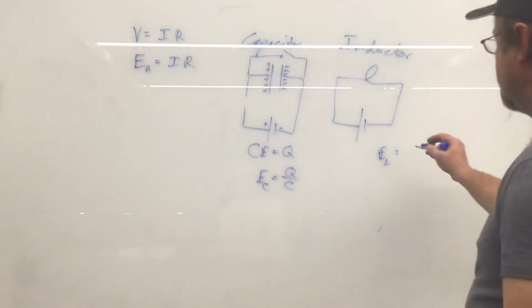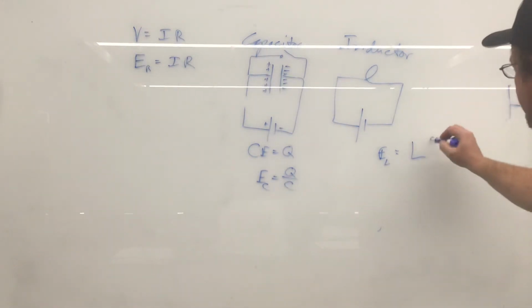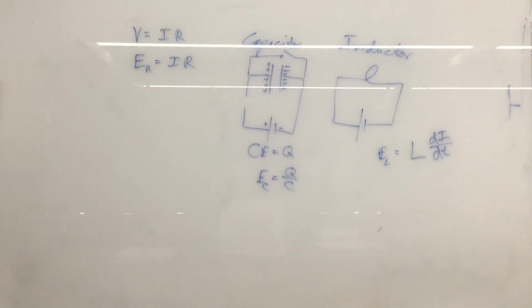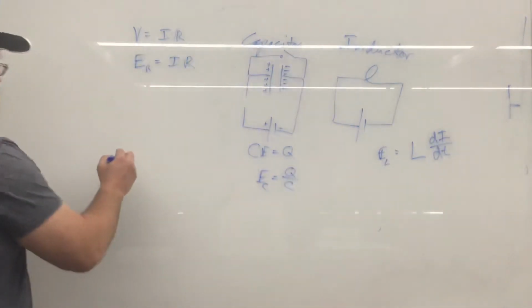So E of the inductor is the inductance times the change in current flow with respect to time. So it's actually a differential equation. So those three things right there, we could have all three of those in a circuit.